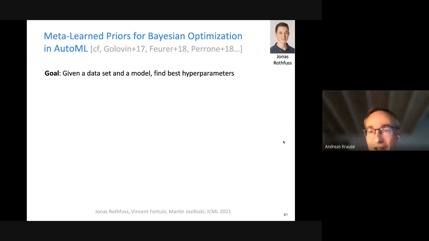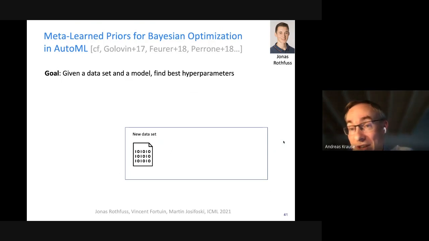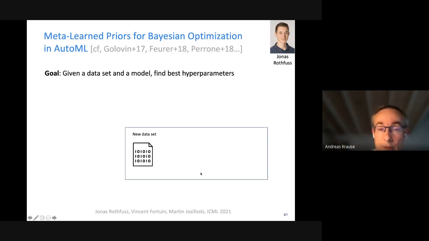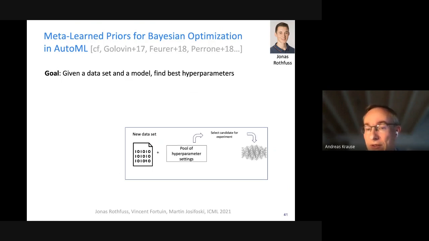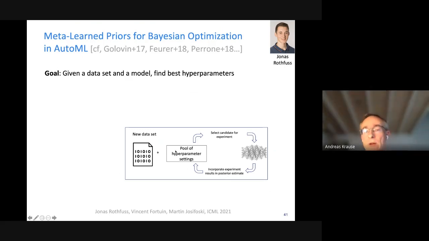So here are some results in an AutoML context. That's, of course, a setting where Bayesian optimization is really widely applied now, right? Where you might start with some data set and you want to find hyperparameters for machine learning models by sequentially proposing hyperparameters, training the model on some validation data set, and then closing the loop to propose the next experiment.